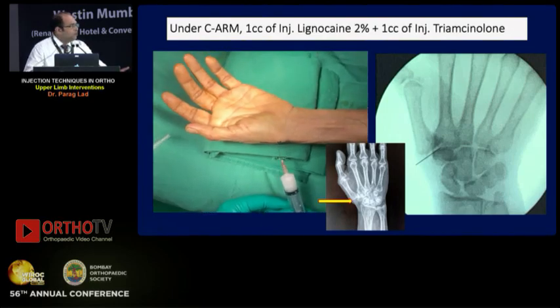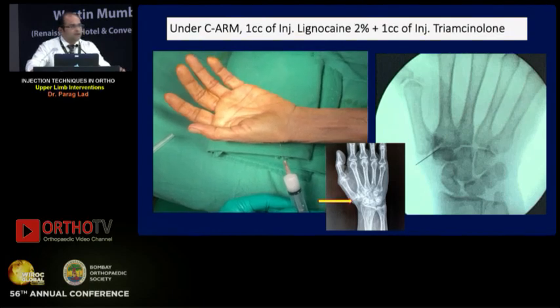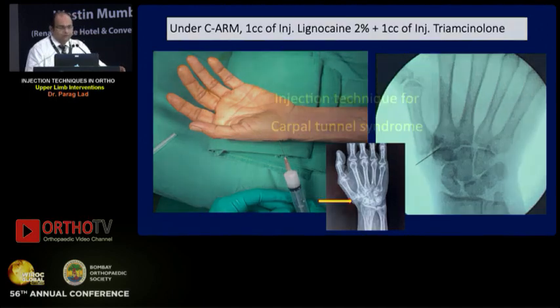There are two ways to give injections in and around the wrist. First, you can give 2 cc of plain lignocaine so that the part is anesthetized, and then the remaining 1 cc of lignocaine you can add with the triamcinolone and inject. So this is how you give injections for CMC joint arthritis of the thumb.